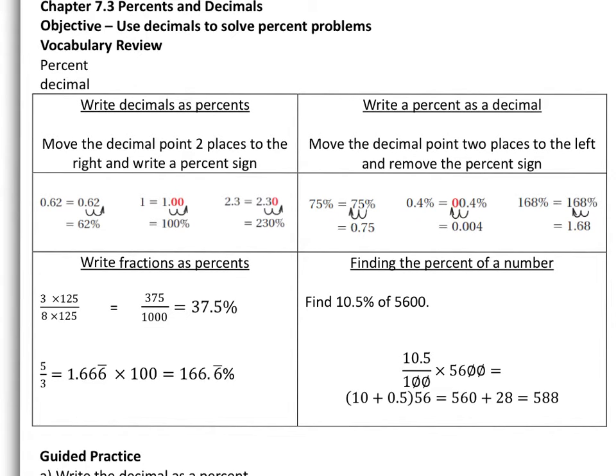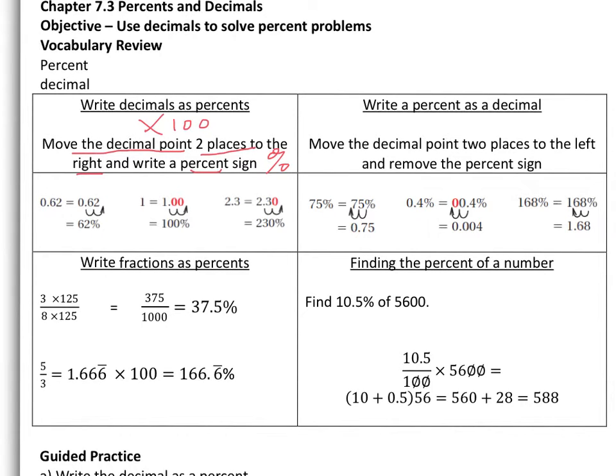7.3 Percents and decimals. The objective of this lesson is to use decimals to solve percent problems. To write decimals as percents, we simply take the decimal number and multiply by 100. This is the same thing as moving the decimal point 2 places to the right and adding a percent sign.